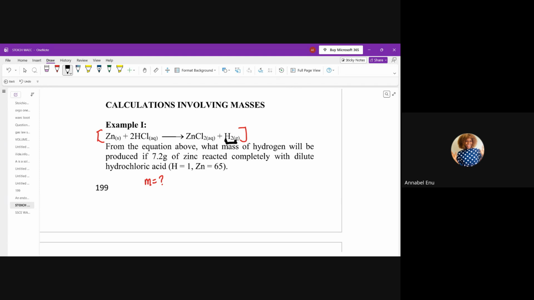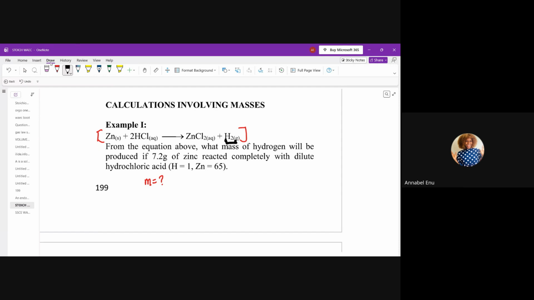Okay, moving on. If we read further, we'll see produced if 7.2 grams of zinc. That is to say, this whole question is focused on the relationship between hydrogen and zinc. So in other words, we have to really not give so much focus on hydrochloric acid and zinc chloride. That is just the truth. Because we would be relating just hydrogen and zinc to get our answer.